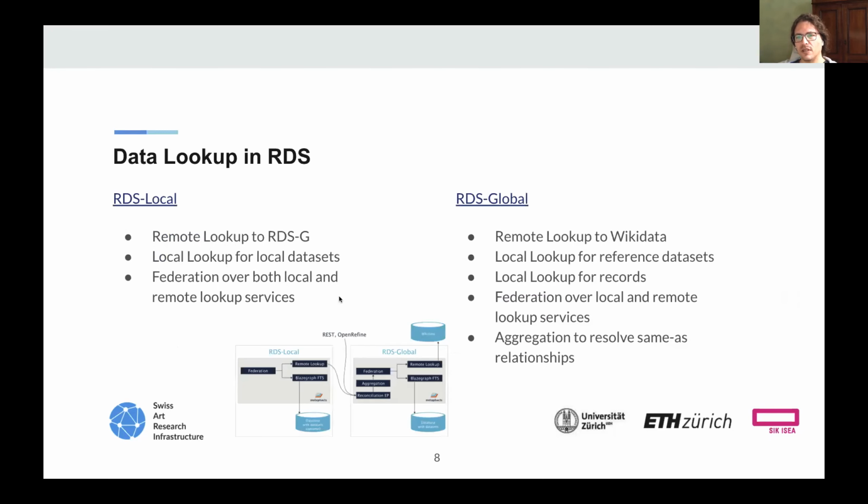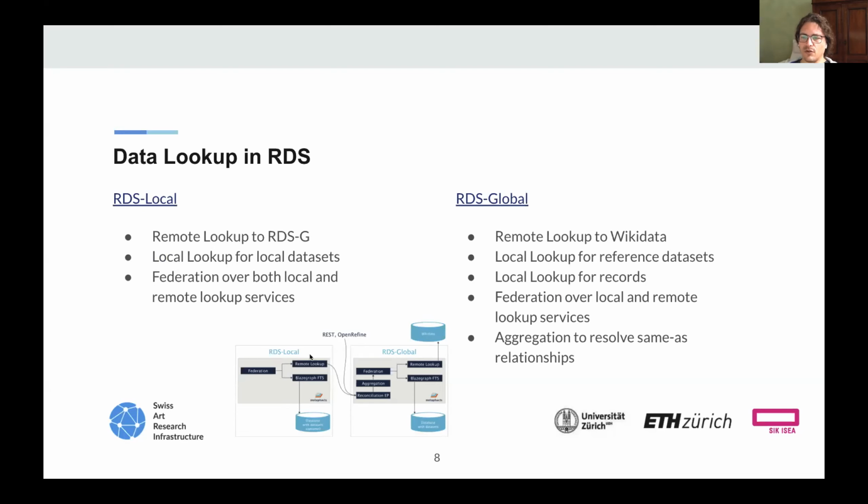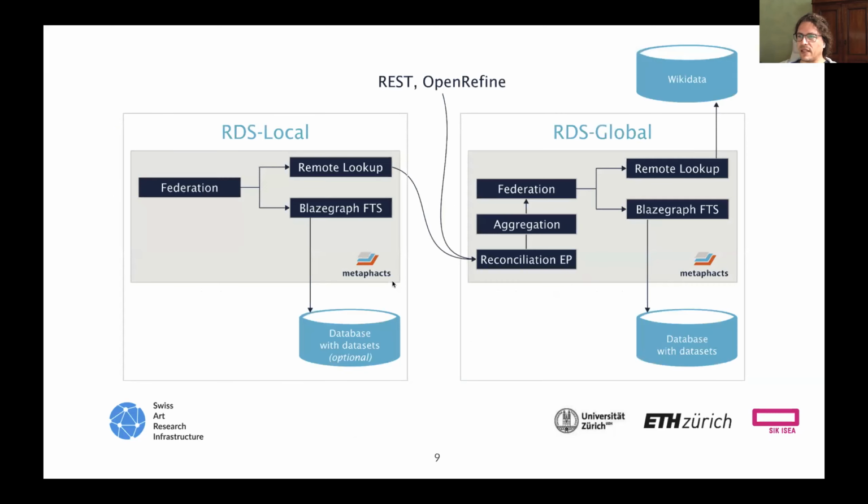So these are building blocks that we employ in both RDS local and RDS global. I will show a big version of that picture in a bit. I will just explain this a bit. So in RDS global, this is the system that is being hosted by SARI, we have the local database with the data sets like GND, like AAT, like ULAN and whatnot. And also we are federating to Wikidata. When you're searching for anything in there, this is applying the remote lookup to look at Wikidata, but there's also the place graph local search.